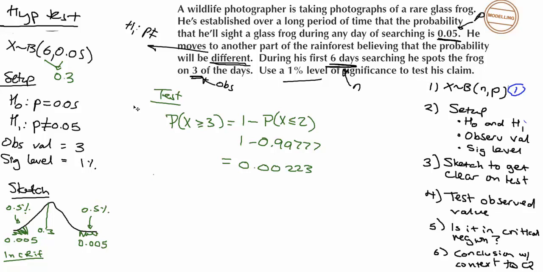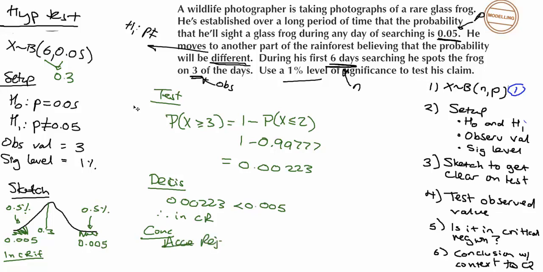All right, so decision. 0.00223 is less than 0.005, which is tiny in itself. Therefore, it's in the critical region. And then conclusion: you reject H0. So we have evidence to believe that the probability is not 0.05. We're rejecting this, so we're saying we don't think the probability is 0.05.